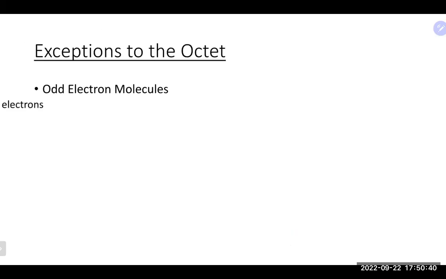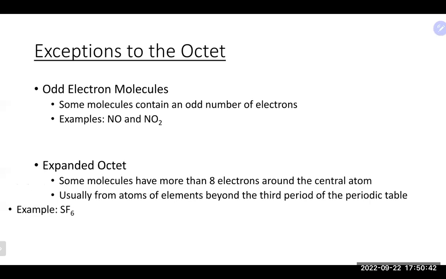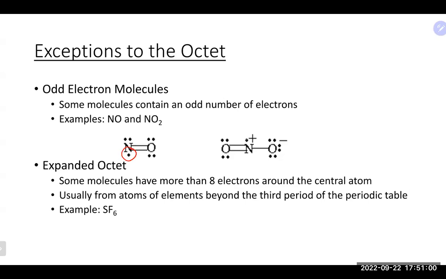Another exception to the octet rule is an odd number of electrons. And an odd number of electrons is pretty much what it sounds like. When you add up all the numbers, you've got 1 extra electron hanging out, so it is something that cannot pair off. NO and NO2 are examples of that. The NO here has an unpaired electron, and the NO2 has an unpaired electron over there.